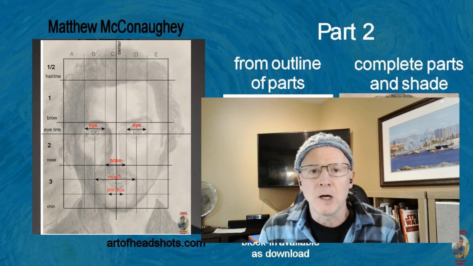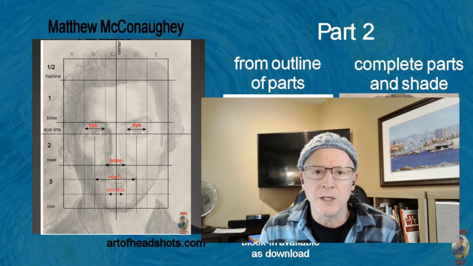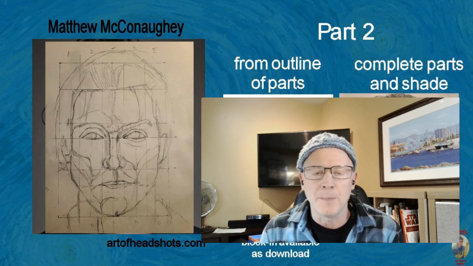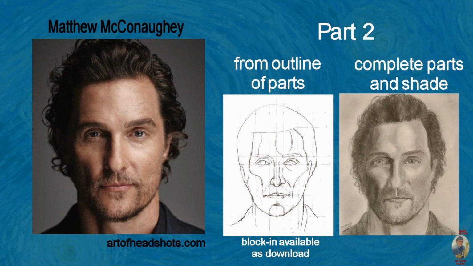So in the first part, we started with the Loomis method. We adjusted for Matthew McConaughey's dimensions. We made an outline of the face, and then we drew in the outline of the parts, and this is where we are now.